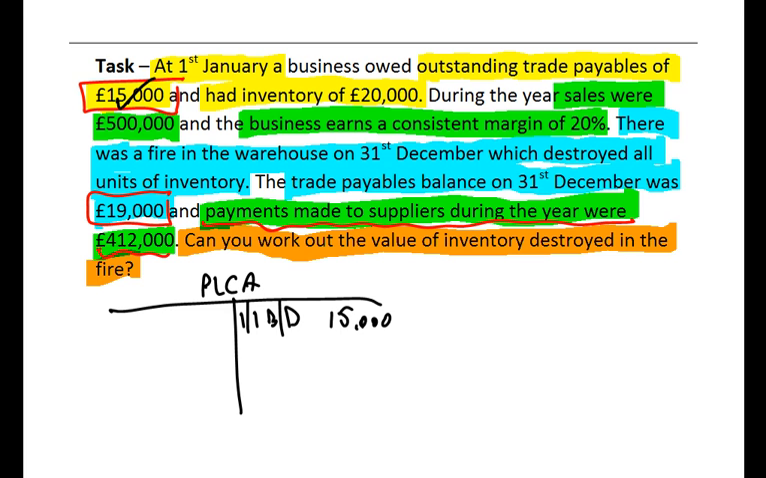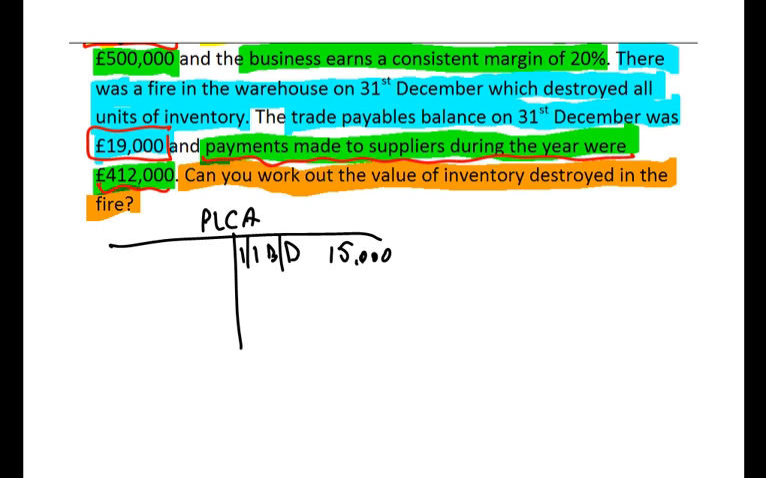We also know what the closing balance was. Now bear in mind that the closing balance on any T account goes on the opposite side to the opening balance. So at the 31st of December, the carried down balance that we still owed at the end of the year was £19,000, and that needs to go on the debit side. Because if you imagine when we transfer that down to the beginning of the following year, that would get transferred over to the credit side.